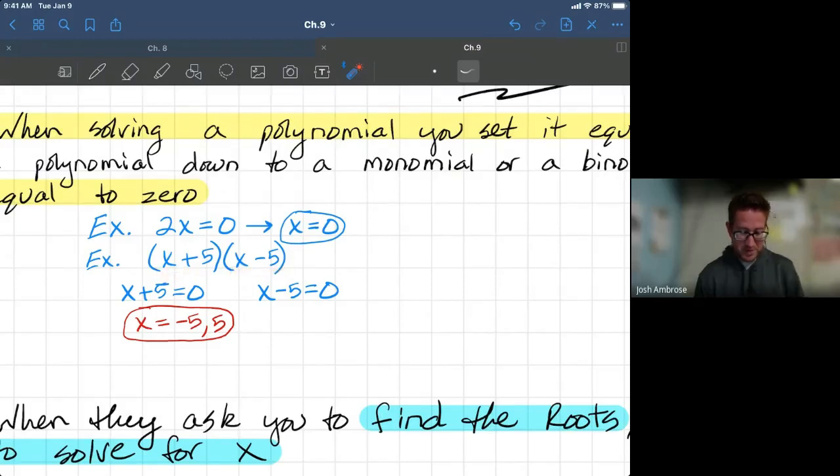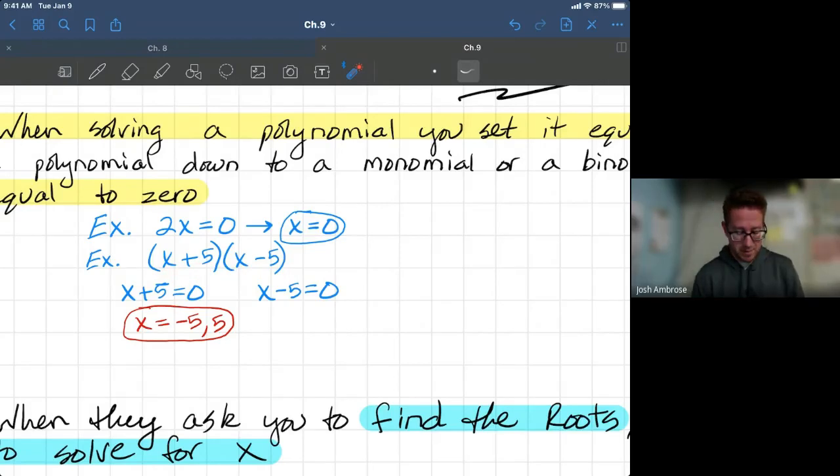Here is a binomial. And how do we solve that? We actually solve it by setting each of them separately equal to 0. X plus 5, that's right here. Set it equal to 0, you get -5. X minus 5, set it equal to 0. What do you get? You get a +5. That means you have 2 answers because we had 2 parts.